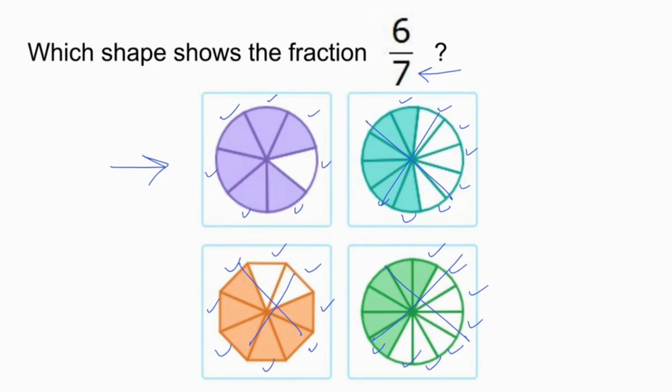Let's count how many of these are shaded, and we need to have 6 of those shaded. 1, 2, 3, 4, 5, 6. So you have 6 shaded parts over 7 total equal pieces, and that's going to be our answer.